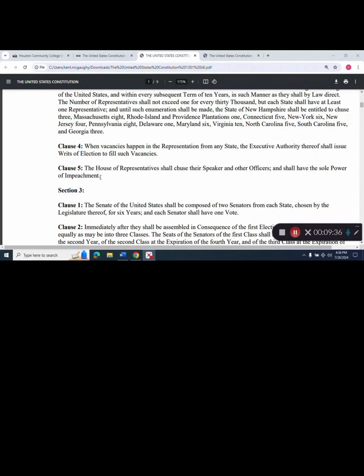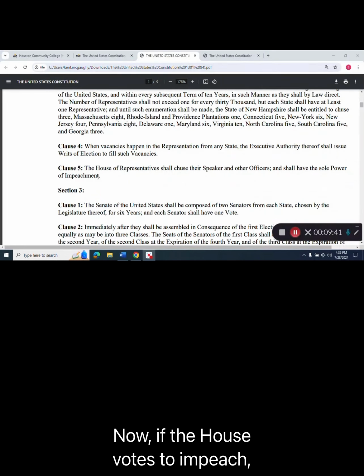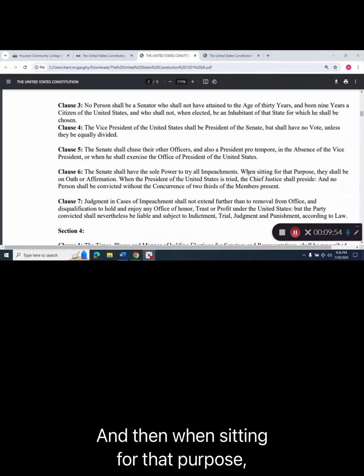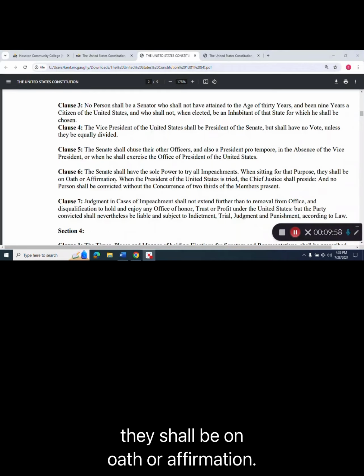Okay? Now, if the House votes to impeach, then the Senate shall have the sole power to try all impeachments. And then when sitting for that purpose, they shall be on oath or affirmation. When the President of the United States is tried, the Chief Justice shall preside, and no person shall be convicted without the concurrence of two-thirds of the members present. Okay?